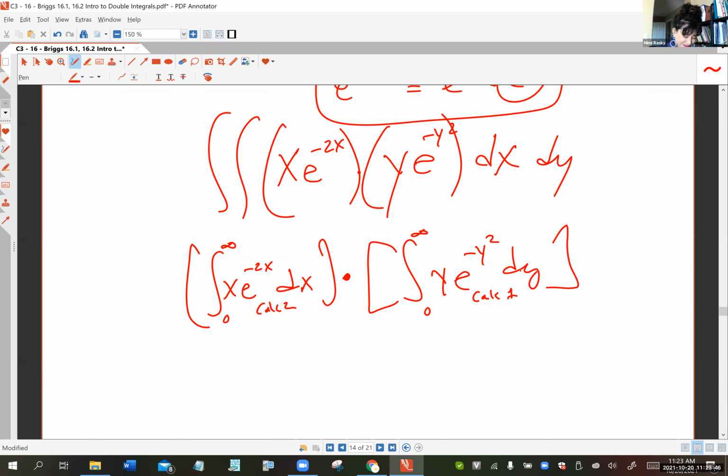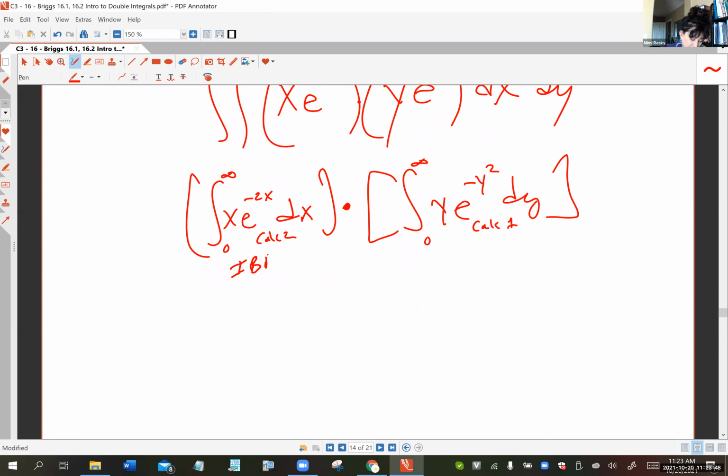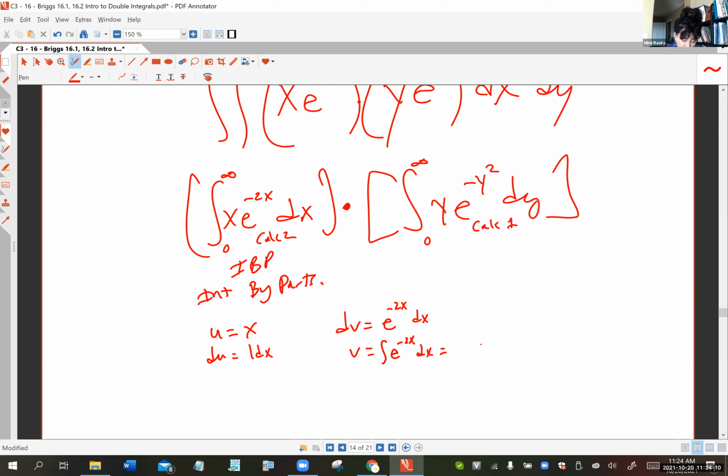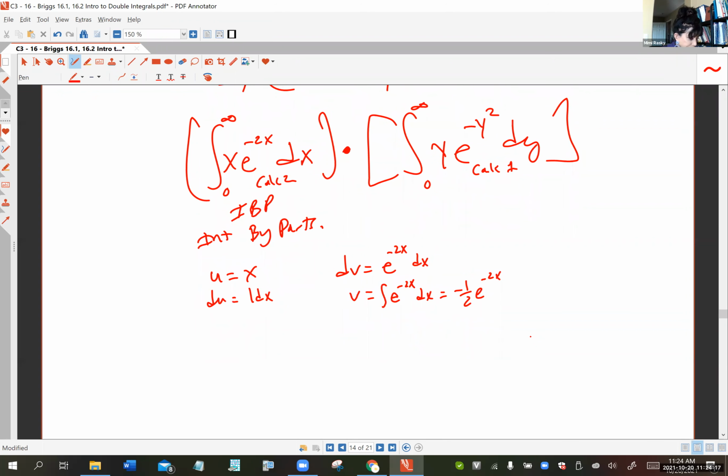Okay? This is an IBP problem, integration by parts. I hope you can see it. So let's do this quickly. It's important. So I'm going to pick my u and my dv. My u is going to be just x. My dv is e to the negative 2x dx. du is going to be 1 dx. And v is the integral of e to the negative 2x, not the derivative. Be careful. And that's going to be negative a half e to the negative 2x. So be careful.